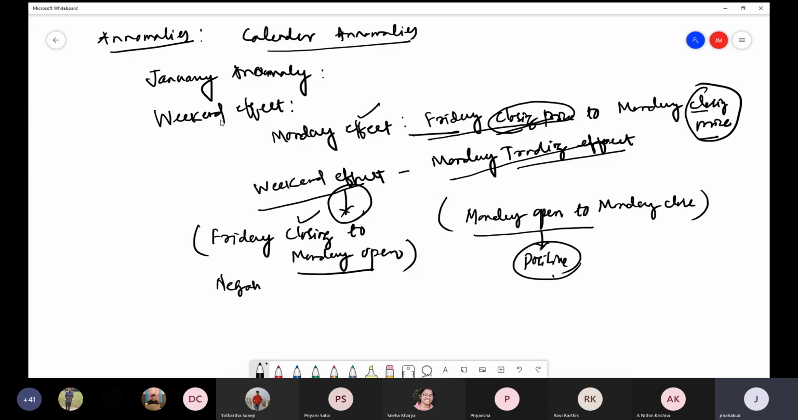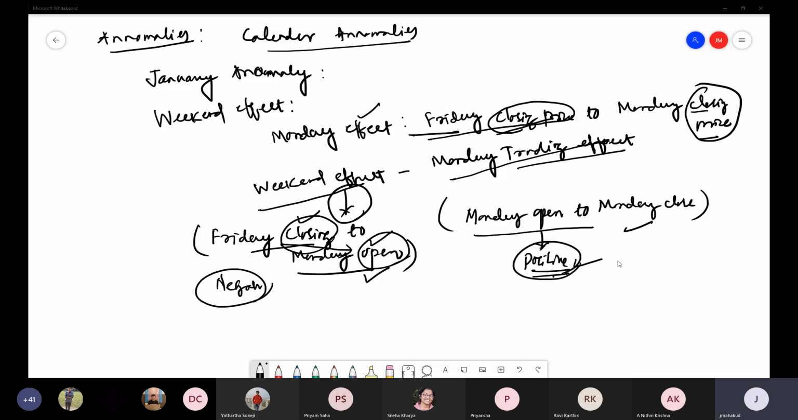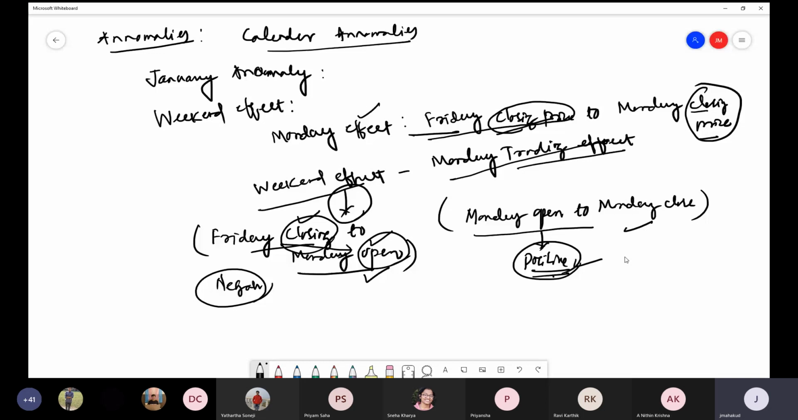If you compare the Friday closing price to the Monday opening, whenever the market opens on Monday, relatively the price will be lesser than the Friday closing price. But whenever you compare the Monday opening price to the Monday closing price, you find that the price trend is positive. There is a positive effect working there. Therefore, the whole Monday effect has been decomposed into two parts: the weekend effect and the Monday trading effect. Generally the weekend effect is negative, but the Monday trading effect many times is positive.